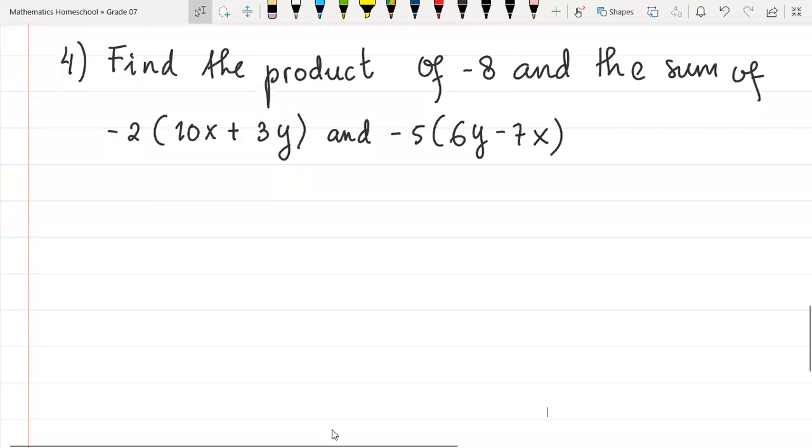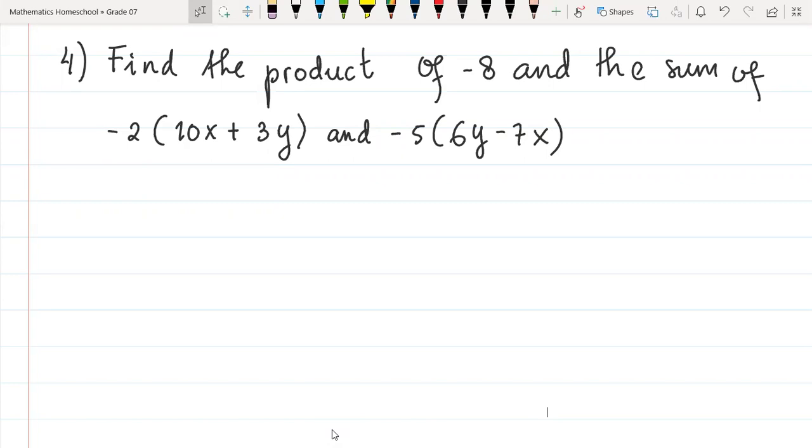The next question is to find the product of -8 and the sum of -2 times in bracket 10x plus 3y and -5 times in bracket 6y minus 7x. What would you think, people? Where should I start?